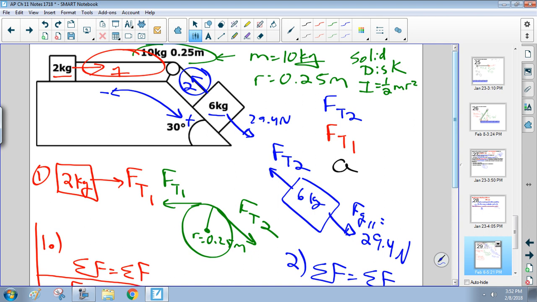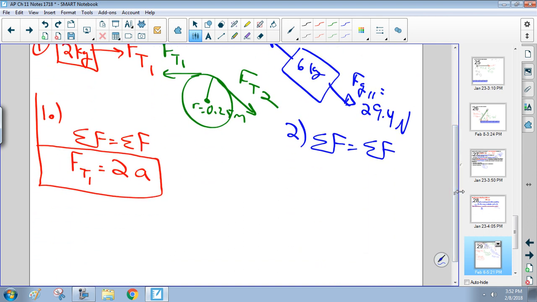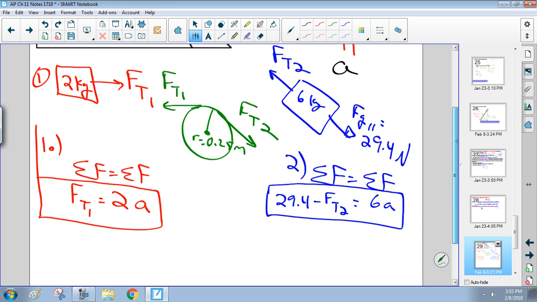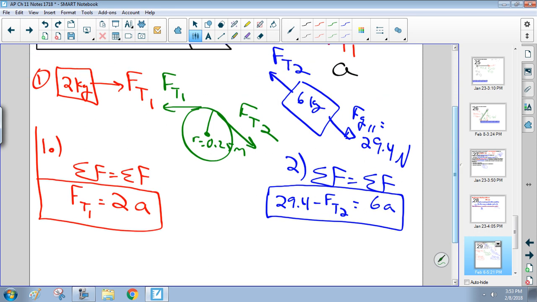So my net force here is going to be 29.4 minus the force of tension 2. That's got to equal 6A. So that is another equation. So far I've got 2 equations but 3 unknowns. My red equation has FT1 and A, my blue equation has FT2 and A. So now the last thing I'm going to do is write an equation for the pulley. And this is the piece that's new. For the pulley, we're going to write an equation that says net torque equals I alpha.